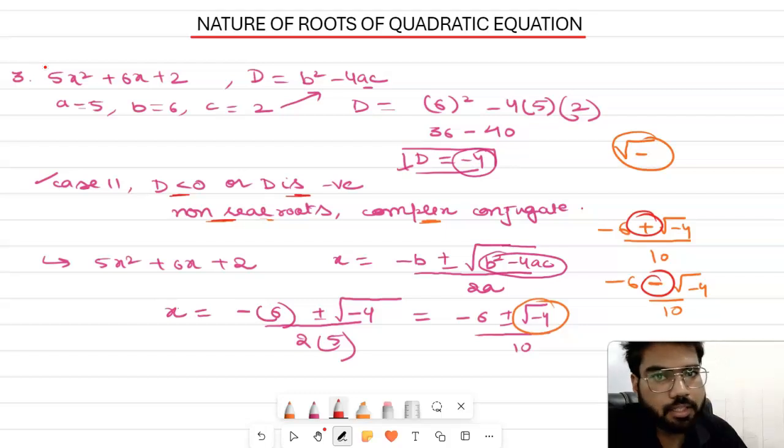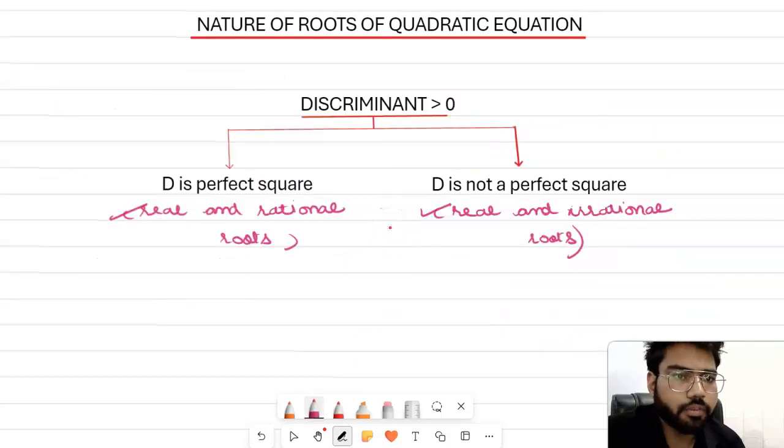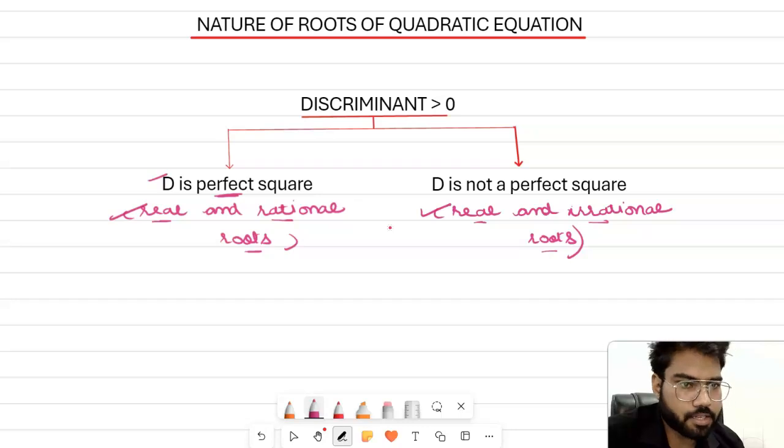So let's see another example. Now if d is greater than 0, the value of discriminant is greater than 0. We have two cases in that case: that value of discriminant is greater than 0 and it is a perfect square, and the second case is d is not a perfect square. So in case the d is greater than 0 and d is a perfect square, we will get real and rational roots. But if d is not a perfect square, in that case we will get real and irrational roots. So let's see some examples for both of these two cases.